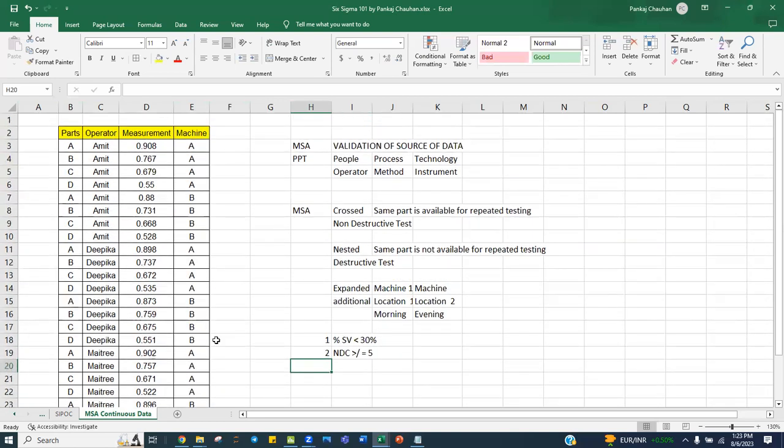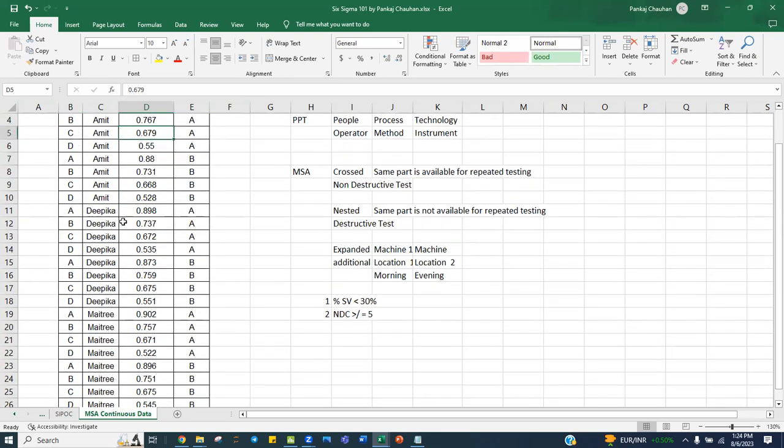So I have data. Let's understand this data. I have taken 4 products as the parts, and I have 3 operators, Amit, Deepika, and Maitri. For each operator, I am taking 2 trials. In the first trial, Amit measured the 4 parts A, B, C, D, and we recorded the values. Now Amit measures the same parts again, and I record the values. The difference between the first value of Amit and the second value of Amit, if I calculate this in percentage, is called your repeatability variation.